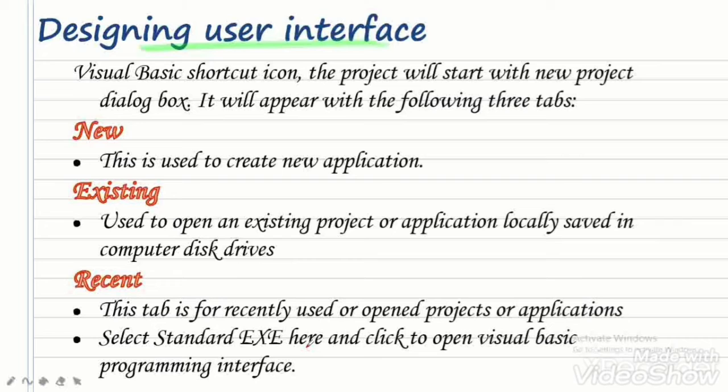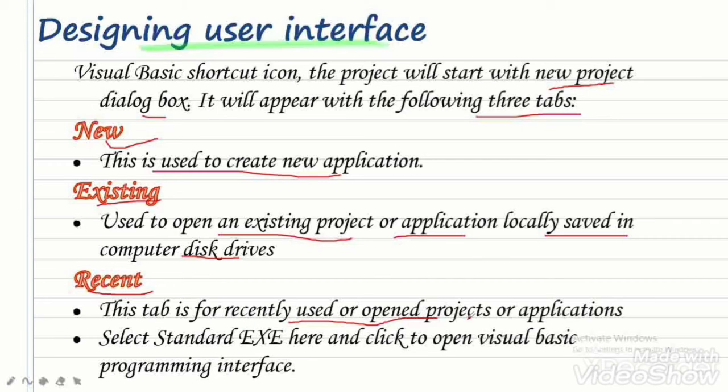Visual Basic shortcut icons. The project will start with the New Project dialog box. It appears with the following three tabs. First tab is the New tab. This is used to create a new application. If you have worked earlier and have an existing project or application saved locally on your disk, you can open it and continue your work. Otherwise, Recent is the part where you can find and open projects or applications. You can directly click on it and open it. Then select Standard EXE here and click open to get the VB programming interface.